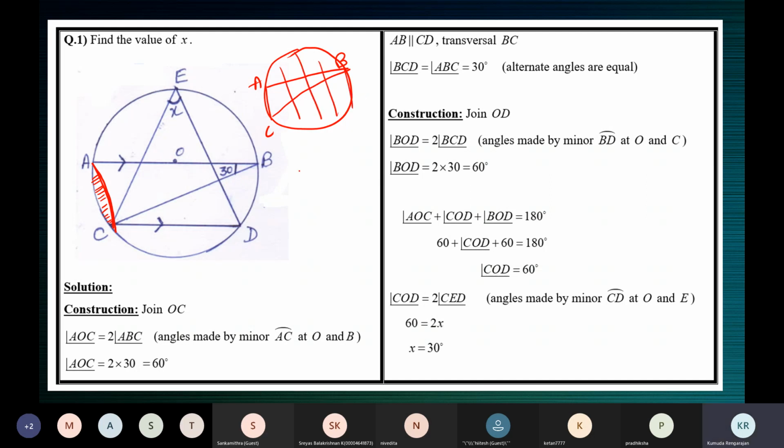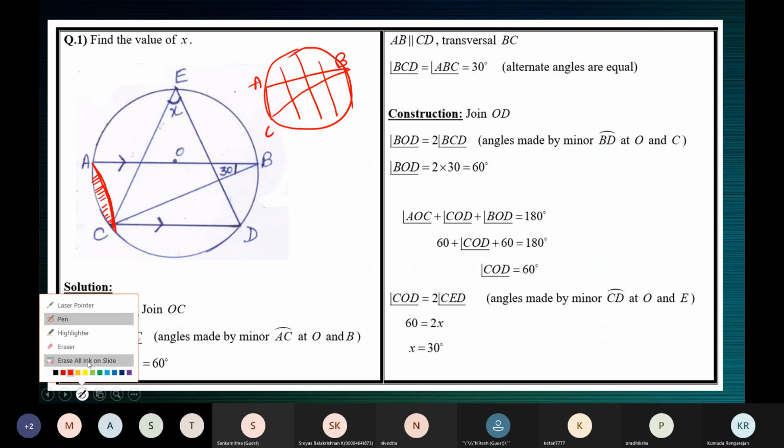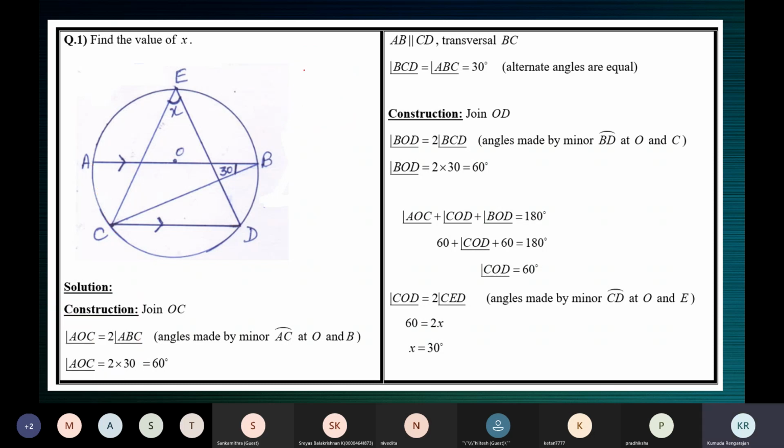But CED lies in a different major segment. It lies in a segment made by some other chord. Where does CED lie? The arc itself is different. The arc is CD, the arc CD and chord CD. Here is E. It's a completely different major segment.